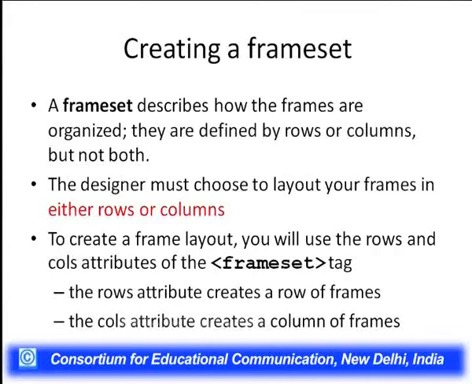To create a frame layout, you will use the rows and cols attribute of the frameset tag. The rows attribute creates rows of frames. The cols attribute creates columns of frames. So actually you can divide your browser screen horizontally into rows, or you can divide it vertically into columns. But it is important to note that with the frameset tag you either define it as rows or you define it as cols, but not both at the same time.